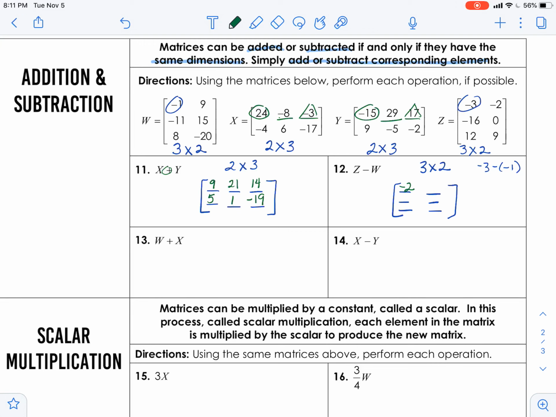Now, here's the other thing about it, guys. Matrices are very similar, not exactly the same, but very similar to just your real numbers and how they work. And addition is commutative and associative, both of those, but subtraction is not. Just like with real numbers, subtraction is not commutative, subtraction is not associative. The same way here, and that's why you do have to be careful that you subtract Z minus W, not W minus Z. Okay, next one is a negative 2 minus 9, which would give us a negative 11.